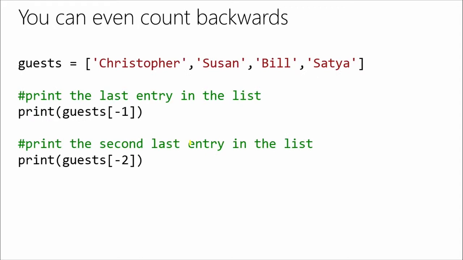One of the neat things I like about Python is it actually allows you to count backwards. So if you want the last value in the list, that's position -1. The second to last value in the list is -2. Third to last is -3. And in this case, because there are 4 entries, Christopher would be -4. So just seems to be the smallest number. Don't take it personally. So you can literally say, print the value in the list that's in position -1.